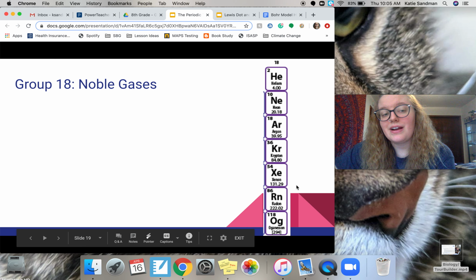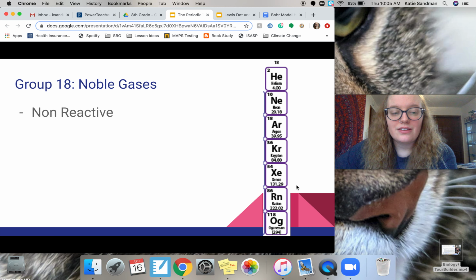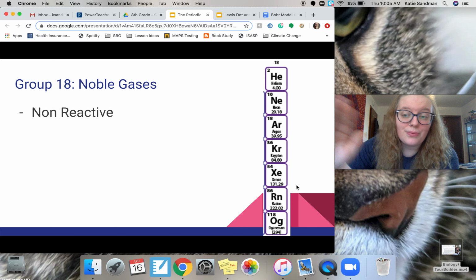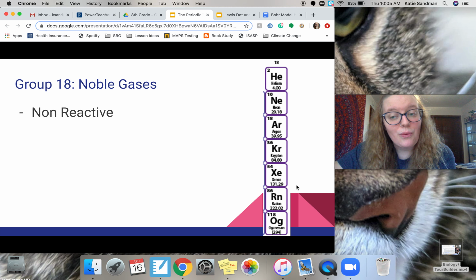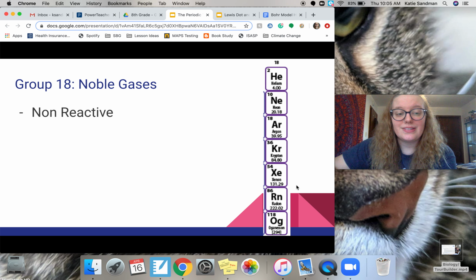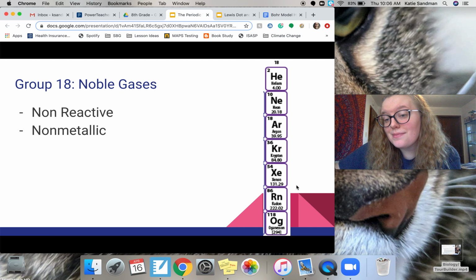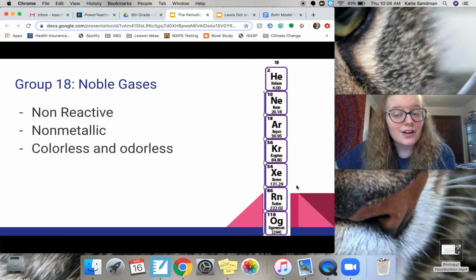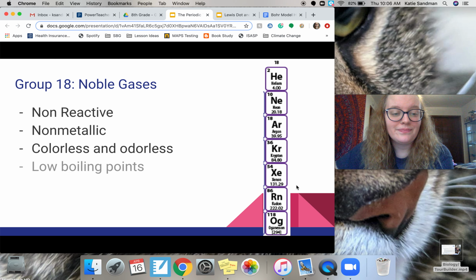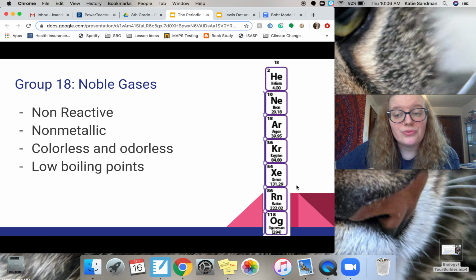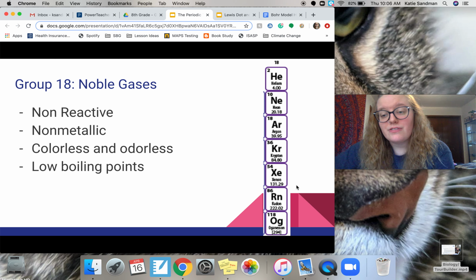And then our last group on the periodic table is called our noble gases. These ones are non-reactive at all, and you will find out why they are non-reactive in later videos. They are non-metallic, they are colorless and odorless, and they have low boiling points. So with our noble gases, you can just think of them like, oh, they are too noble to interact with other things. They are too noble to do so. So that's it for our periodic table.